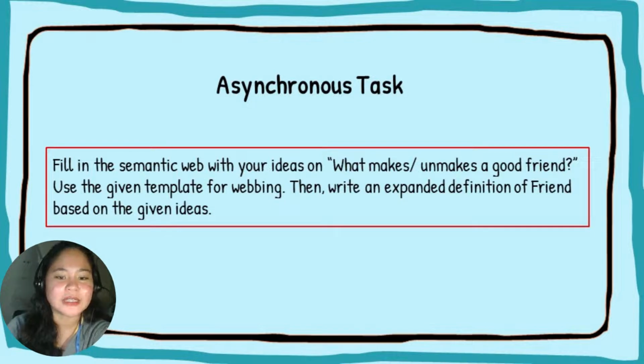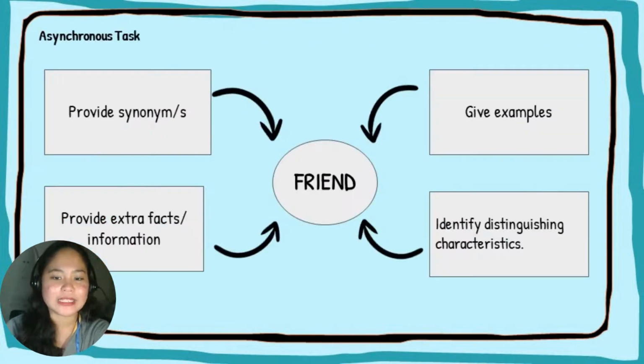You have to fill in the semantic web with your ideas on what makes or unmakes a good friend. You may use the given template for webbing, then write an expanded definition of friend based on the given ES. Okay, so we have the semantic web here. We have the word friend that you're going to define using expanded definition. So you have to provide synonyms for the word friend, and then you have to provide extra facts or information.